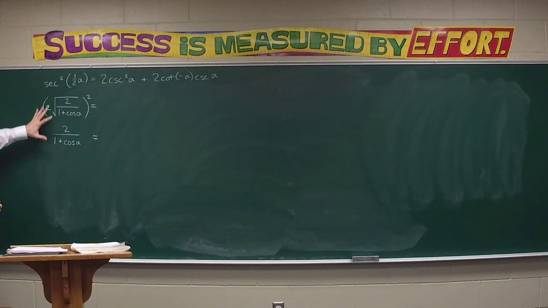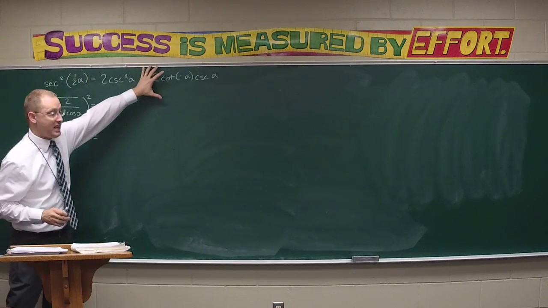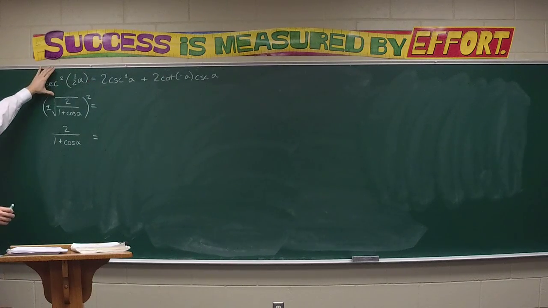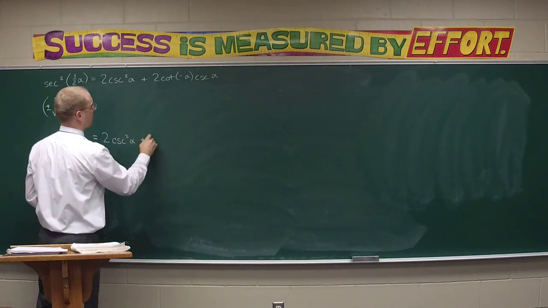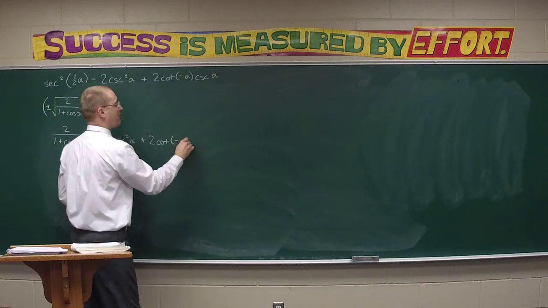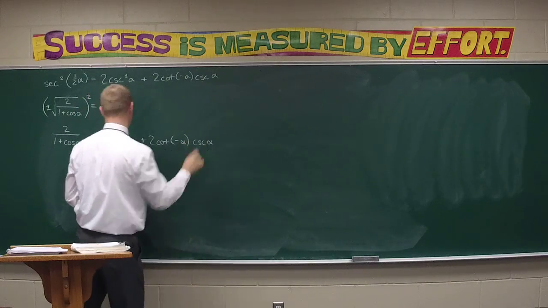And now, instead of even thinking about trying to make this become that, I know that this is my goal right here. And it makes the goal, I think, more attainable. That's the only reason I start on the left. It just makes that side more attainable. Now, let's come over here and recopy the right: 2 cosecant squared alpha plus 2 cotangent of negative alpha cosecant alpha.